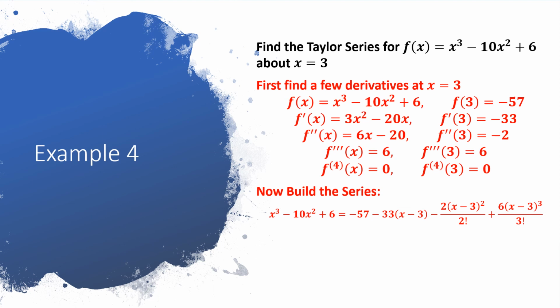Now I am going to go ahead and simplify this. When I simplify it, I get negative 57 minus 33, x minus 3, minus, and then those 2's are going to cancel, so x minus 3 squared, and then the 6 and the 3 factorial are going to cancel to be x minus 3 cubed. Now I can't do anything else with this because this sum does not go on forever. It stops because every single term is 0, so I don't need to worry about any future terms like x to the n. This would be my series.